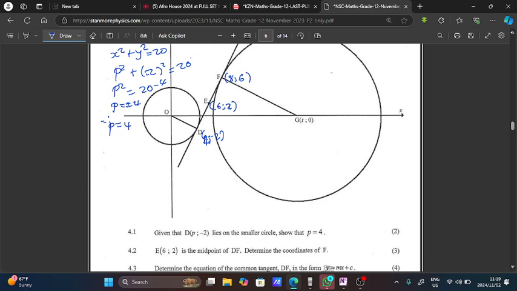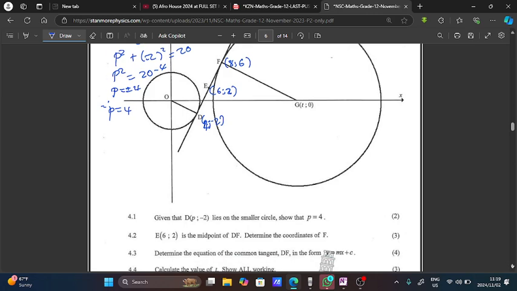Eh? Di kemana guys? Kenapa, mau kemana guys? Y equals to x. Kamu kali kemana? Eh?